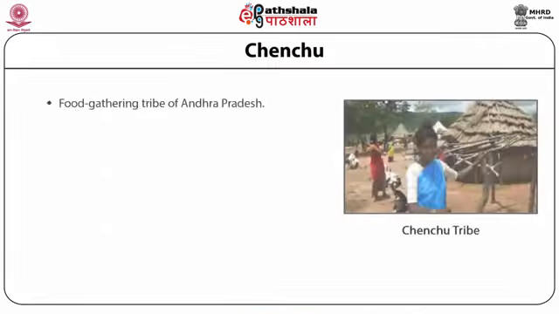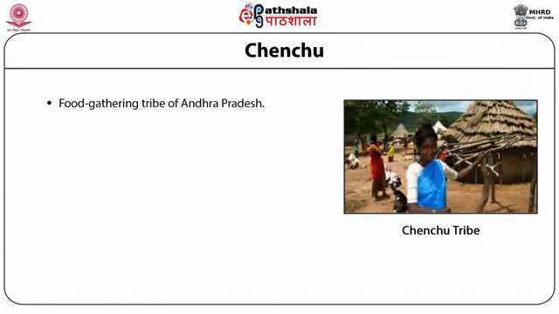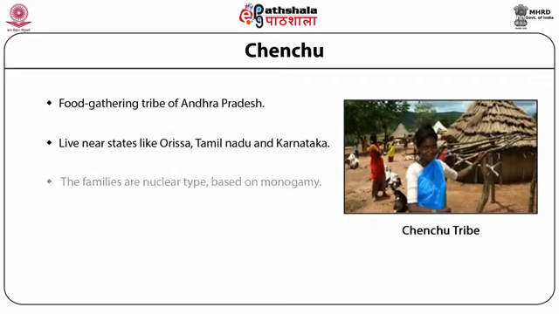The tribe Chenchu. The Chenchu is food gathering tribe of Andhra Pradesh. Some Chenchu also live near states like Orissa, Tamil Nadu and Karnataka. The word Chenchu means a person living under a tree. Chenchu is endogamous in nature. A clan is further divided into families. The families are nuclear type based on monogamy. Polygyny is rare in occurrence. The community never exhibit joint or extended family.